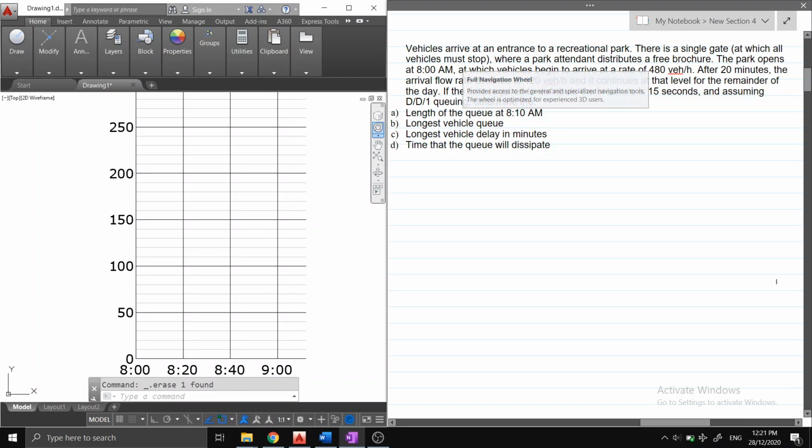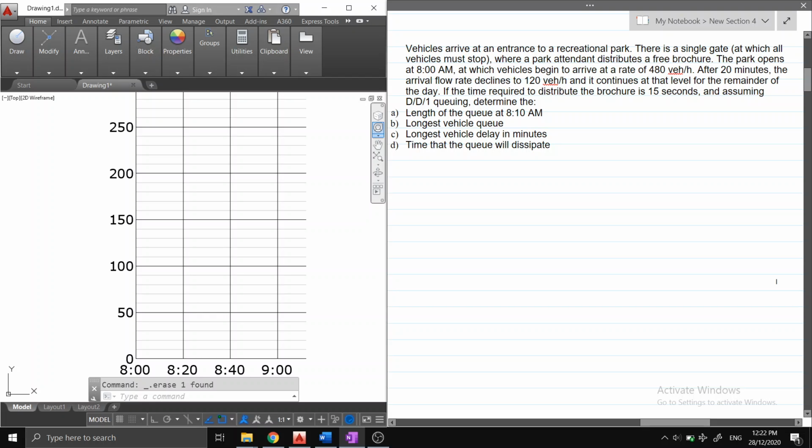So, first, let us read the problem. The vehicles arrive at an entrance to a recreational park. There is a single gate at which all vehicles must stop, where a park attendant distributes a free brochure. The park opens at 8 o'clock a.m., at which vehicles begin to arrive at a rate of 480 vehicles per hour. After 20 minutes, the arrival flow rate declines to 120 vehicles per hour. So, paki-correct yung nandun sa learning material nyo. This should be 120 and not 480. And it continues at that level for the remainder of the day.